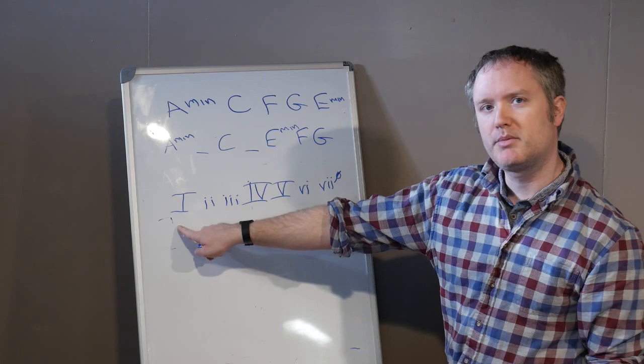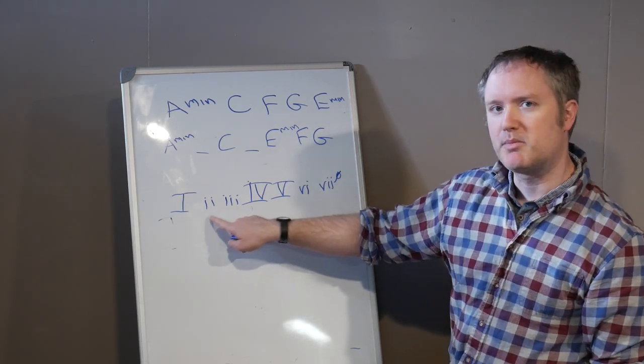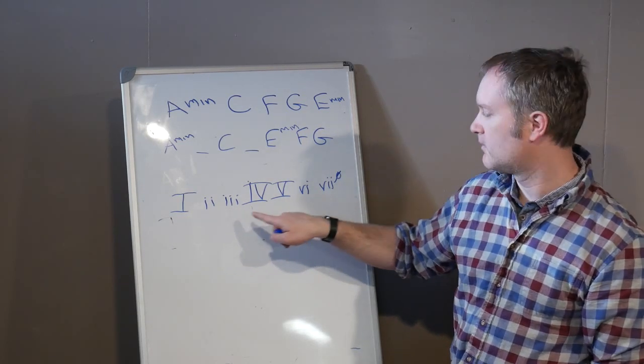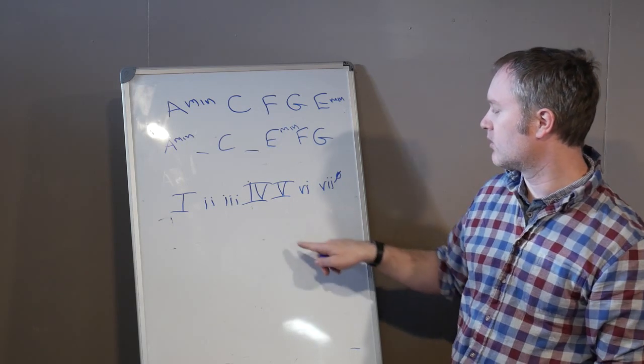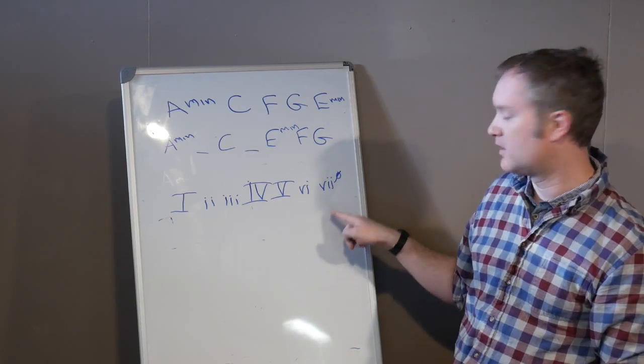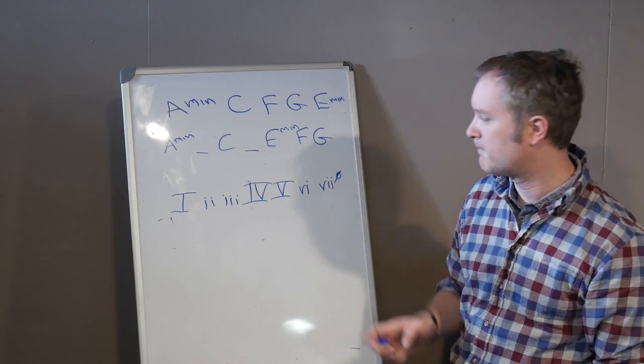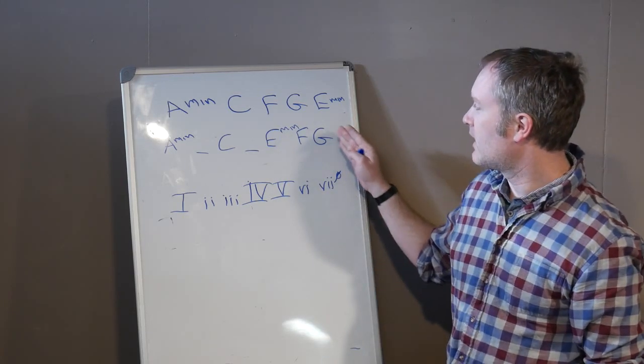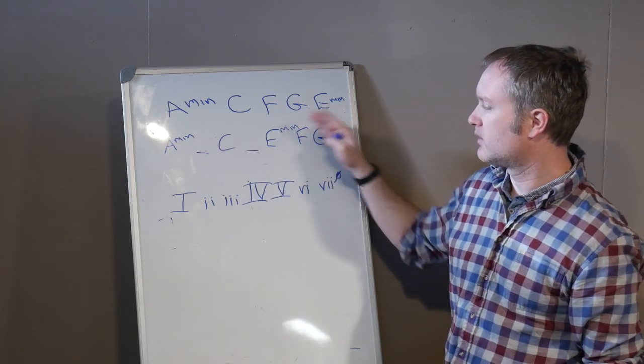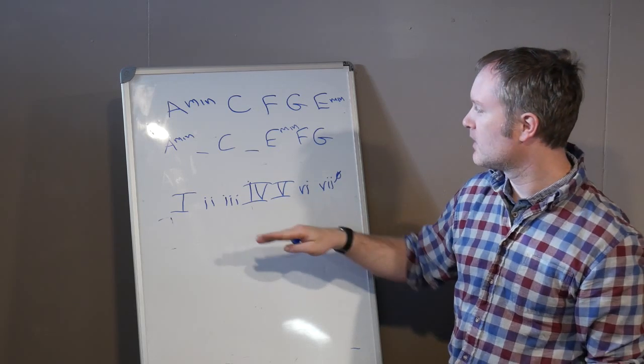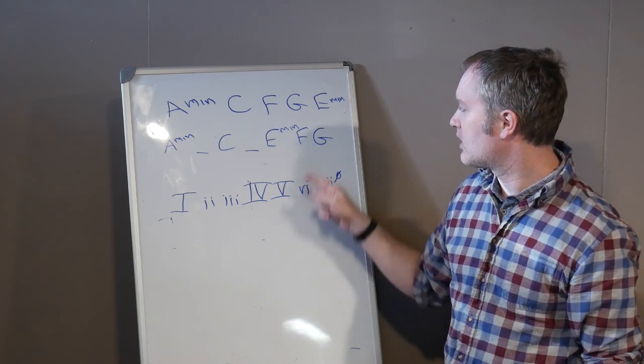The C chord will be major, the D chord will be minor, the E chord will be minor, the F chord will be major, the G chord will be major, the A chord will be minor, and the B chord will be diminished. So we have to kind of find where these fit in regards to this, right?